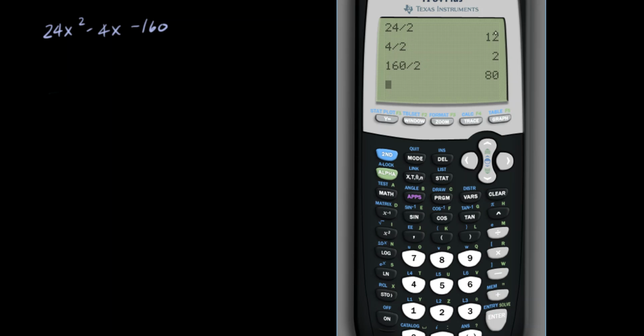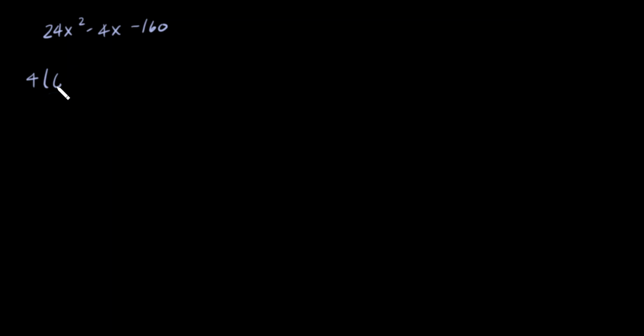And if you notice, whatever remains after you factored it out is also divisible by another 2. So all of the terms are divisible by 4. So 24 divided by 4, 4 divided by 4, and 160 divided by 4. Okay, so 6, 1, 40. 4 times 6x squared minus 1x minus 40.